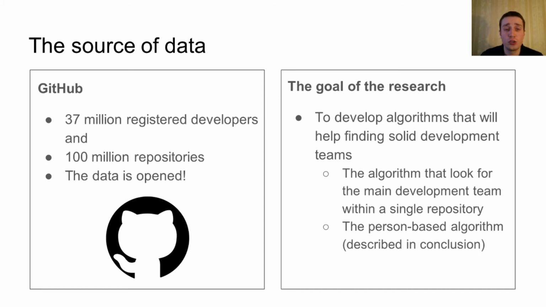The entire goal of the research is to design new algorithms that will help to find a solid development team based on open data. One of these algorithms assumes the search within a single repository. On the contrary, another one is based on person-based search. But it will be described in the very conclusion of the presentation because it's under development now. The team search is not easy even within a single repository, because according to the nature of open repositories, there is usually a majority of developers who do not belong to the main core team, and they are just side contributors who are interested in the project's development for their own purposes.